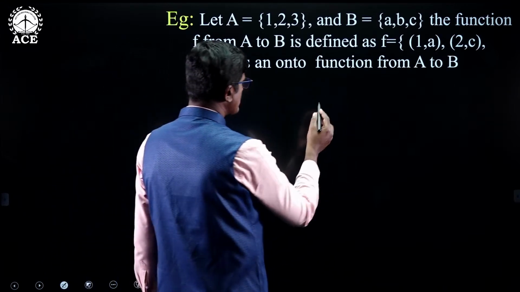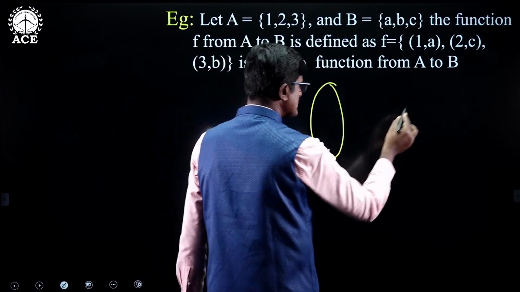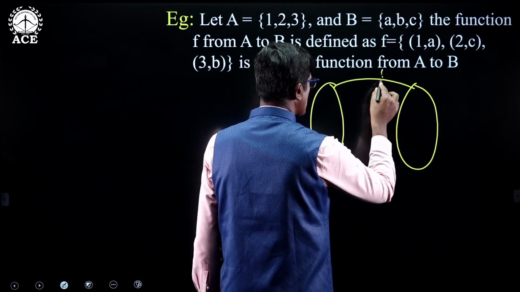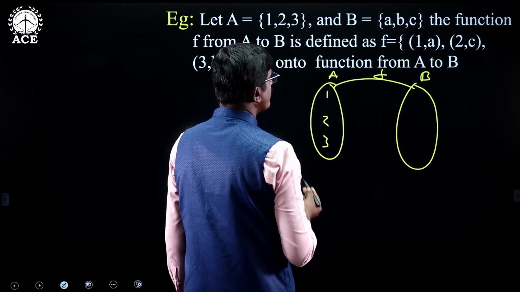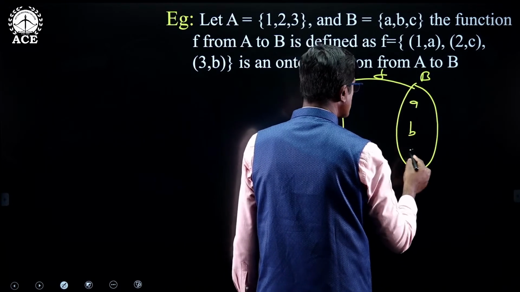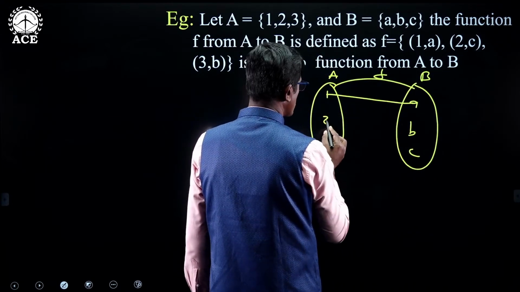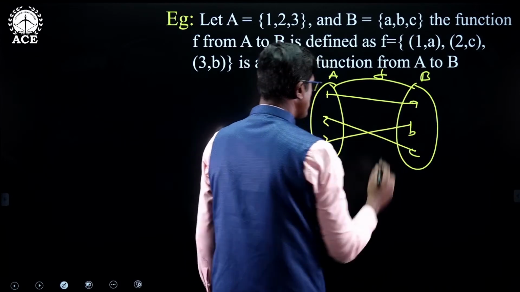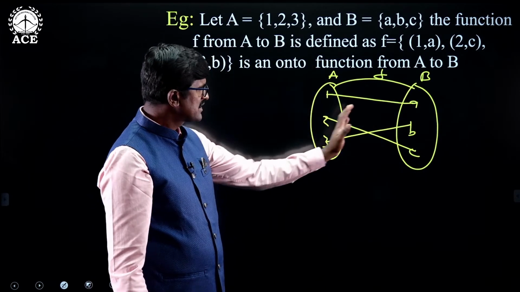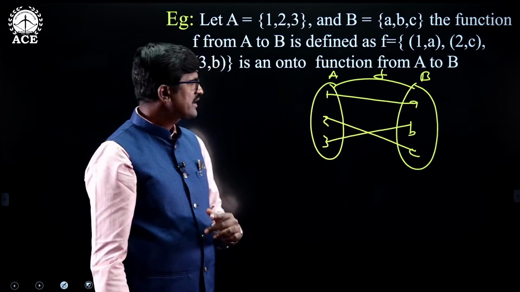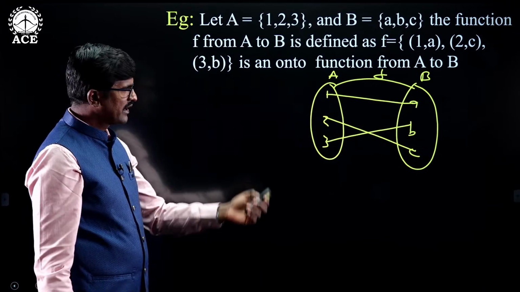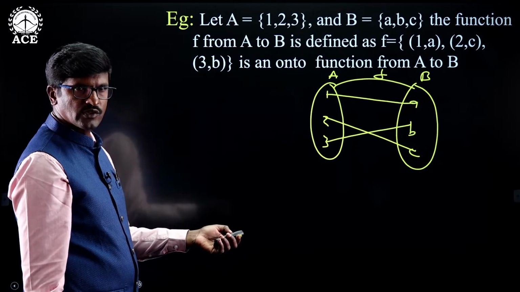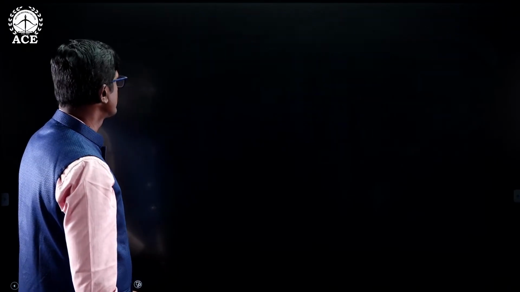Now look at this example. This is one-to-one, different elements. If you take the pictorial representation of this, it looks like this. This is f, set A, set B. The elements in set A are 1, 2, 3. The elements in set B are A, B, C. Next, 1 is mapped to A, 2 is mapped to C, 3 is mapped to B. So this is one-to-one because different elements are having different images. Next, for every element in B, there is a pre-image in set A. That is onto, and both one-to-one and onto. Therefore, that is a one-to-one correspondence function.